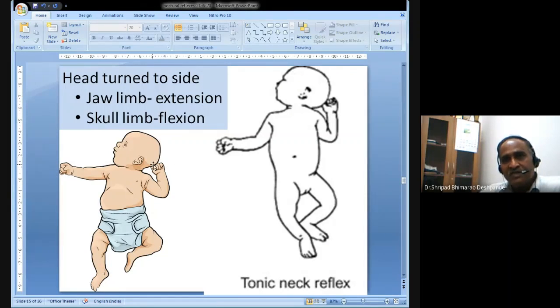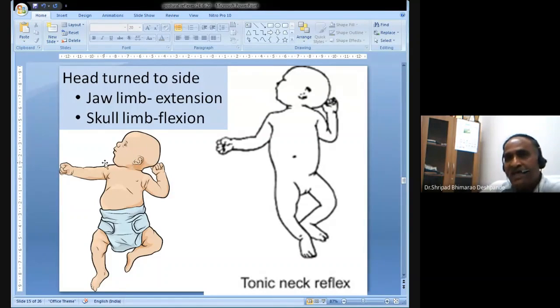Limbs towards the skull, this is the skull. Limbs towards the skull, what is happening here? There is a flexion. So jaw limbs extend and the skull limbs flex. I'm making a very simple statement. So this is the response when you turn the head to this side.